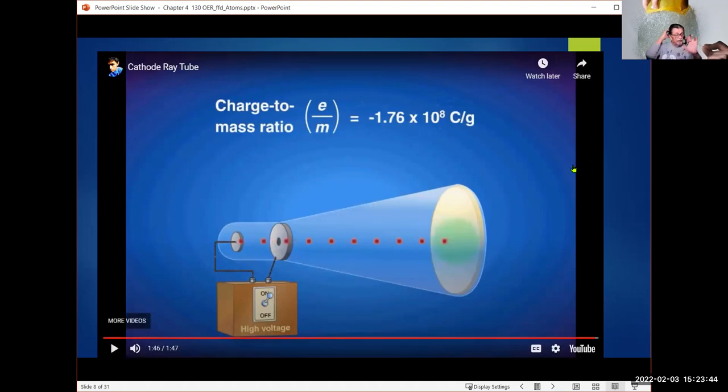Now, we're not going to get into this equation at all. But what he was able to determine was that ratio, the charge to mass ratio. So when you got this ratio here, if you can figure out that constant you show here, negative 1.76, guess what? You can calculate the other variables. And that was utilized to calculate the mass of the electron. And we're going to learn about the mass of the electron.